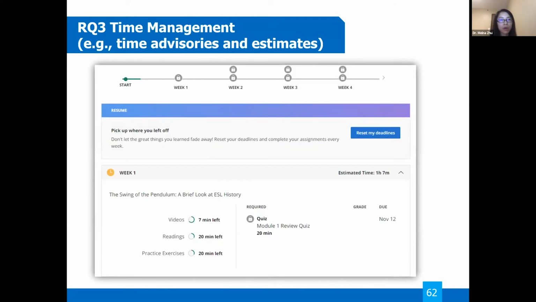So this is an example of the time estimates they provided to students. This is a 4-week course. So it shows how many minutes you will take to finish one video or reading.